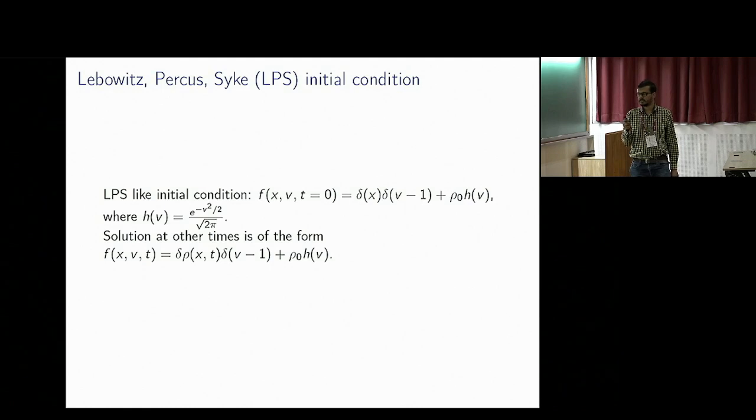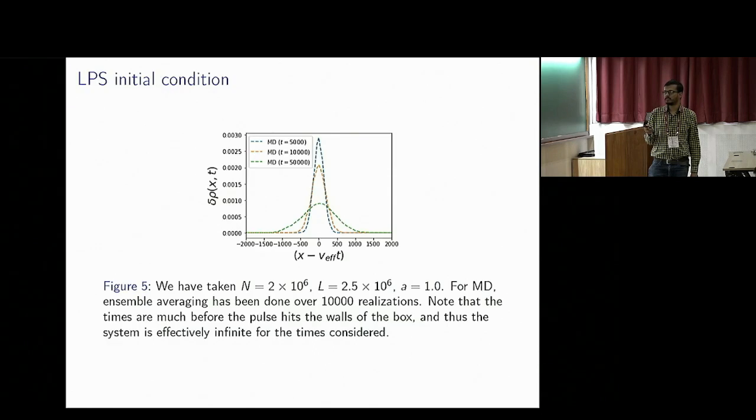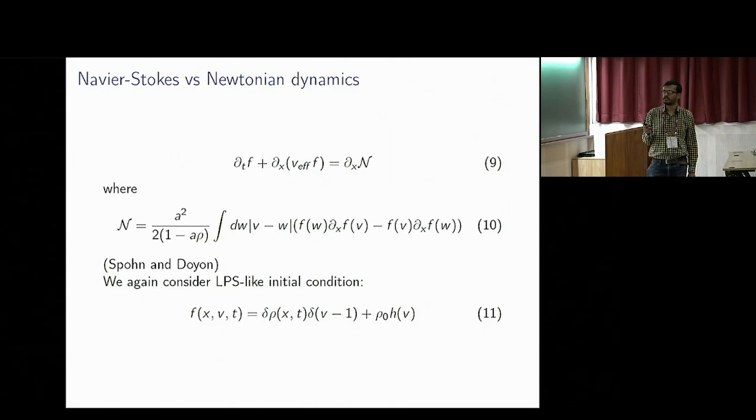And this initial condition was first introduced by Lebowitz, Perkus, and Sykes. And in this initial condition, we have a uniform background of particles in equilibrium, and there is a special rod at the origin with unit velocity. We did the molecular dynamics for this, and we found that there is a spreading. And it turns out that for this initial condition, the Navier-Stokes can be solved exactly.